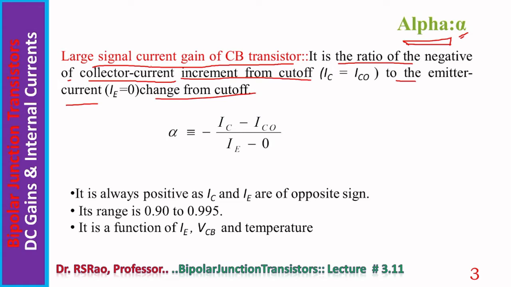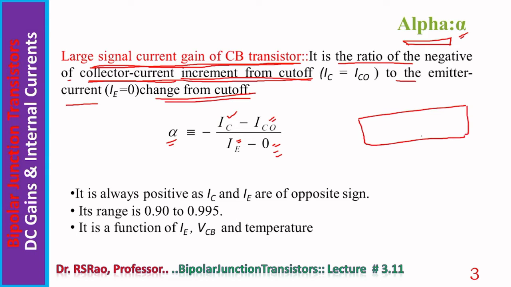But here it is not static gain, it is the large signal current gain of a CB transistor, alpha. It is the collector current increment from cutoff to the emitter current change from cutoff. Alpha therefore by definition is equal to (IC minus IC naught) by (IE minus 0). IC is the collector DC current. IC naught means collector junction reverse saturation current. IE stands for emitter current. 0 means 0. So, one or two points regarding IC naught.